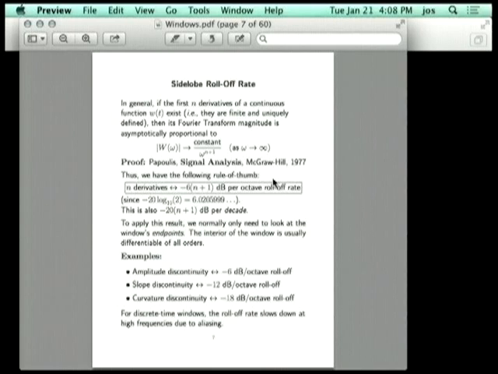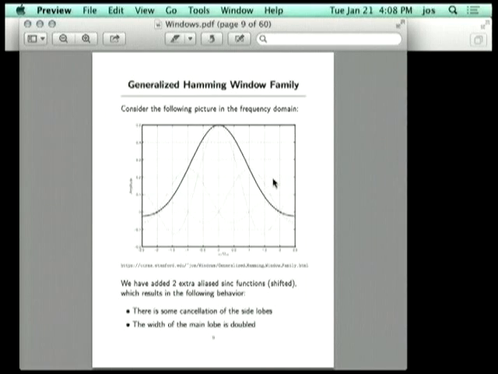And we had our general theorem. Every continuous matching of derivatives gives you another 6. Every additional term in the Taylor expansion of the window at its endpoint that is set to 0 gives you another 6 dB per octave. So just to remind you, rectangle is discontinuous in amplitude. Triangle is discontinuous in slope, so that's another 6 dB per octave. So that's going to be minus 12 dB per octave, and so on.